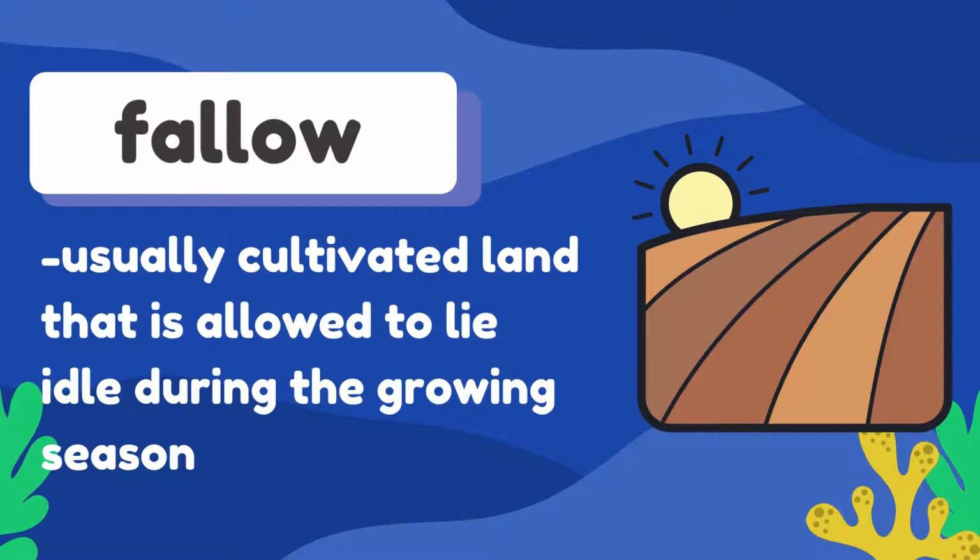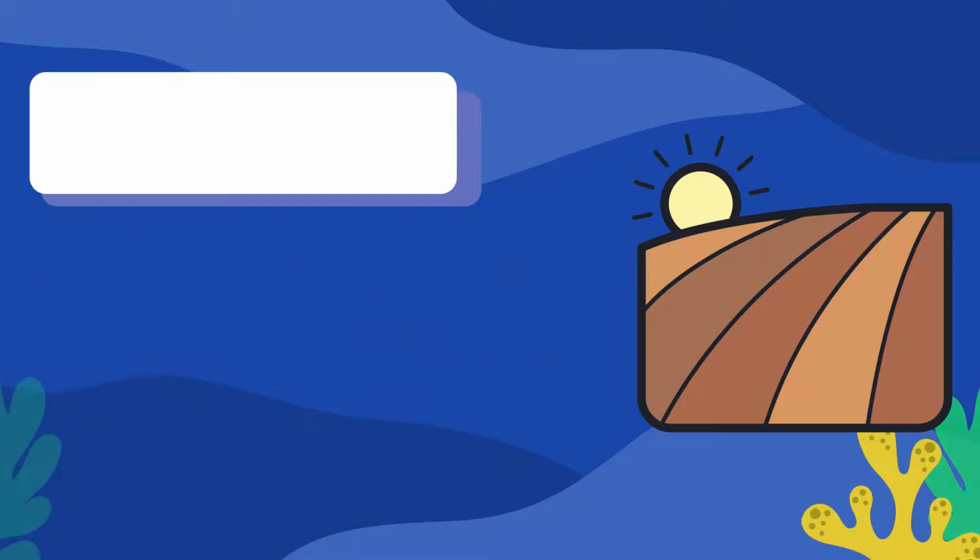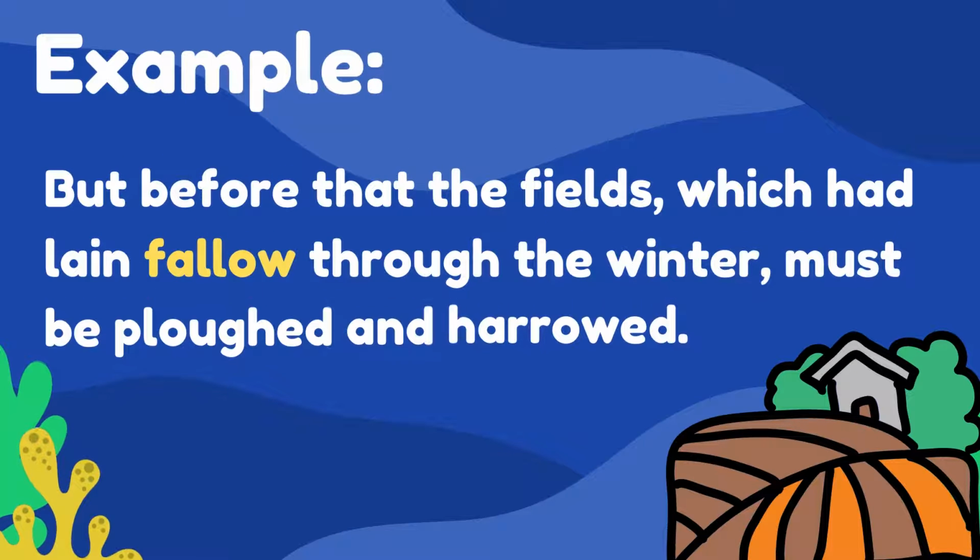Number 8. Fallow. It is usually cultivated land that is allowed to lie idle during the growing season. Here's a sample sentence for the word fallow. But before that, the fields which had laid fallow through the winter must be plowed and harrowed. Fallow.